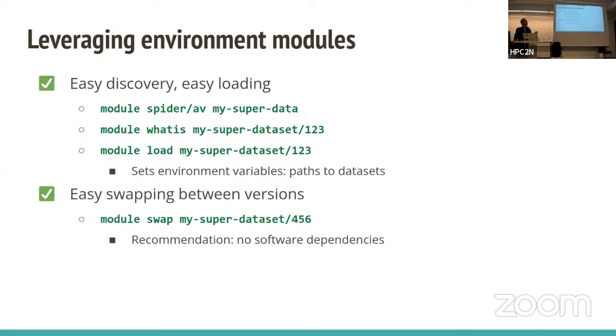We can also leverage environment modules, because EasyBuild integrates with that. So with the modules, we can easily discover them. We can ask what they are. We can load them. We can easily swap between them. But of course, we have to make sure that swapping works. So best to not make software dependencies of the datasets. So try to keep them pure datasets. Maybe if it's system software, it's still possible, but I think it's better to not do it.